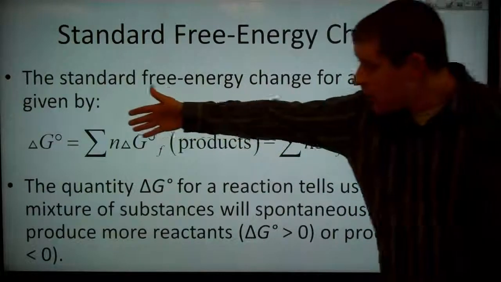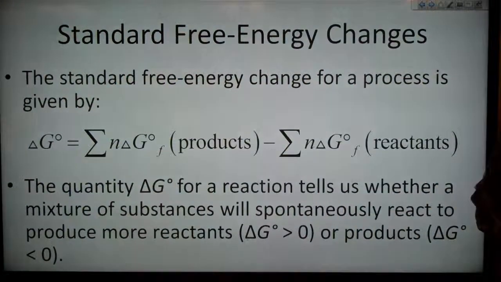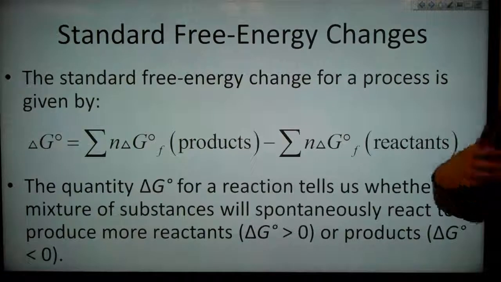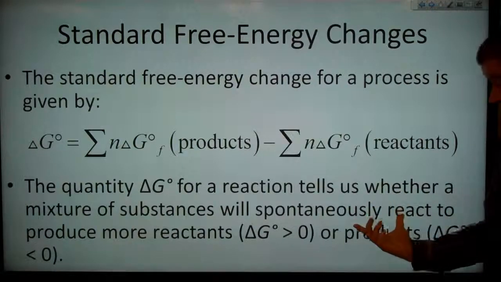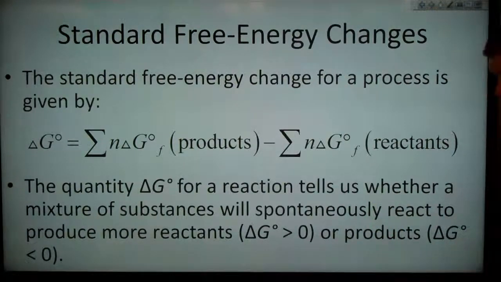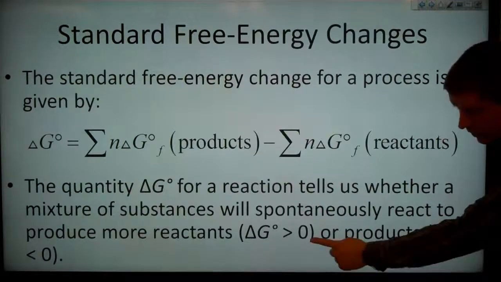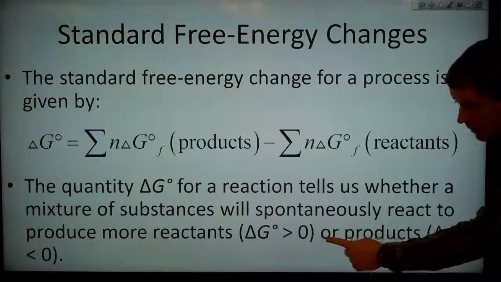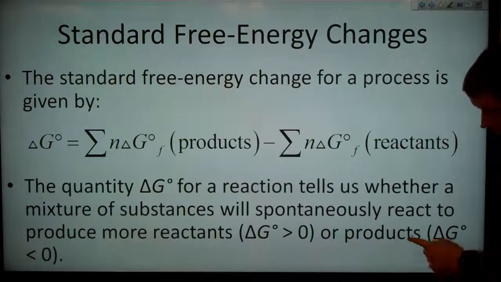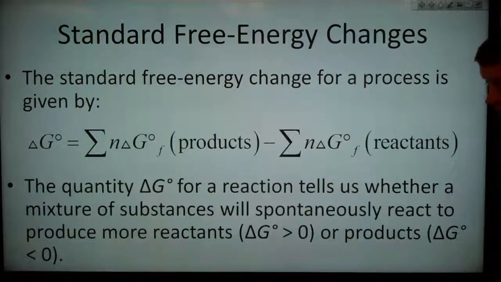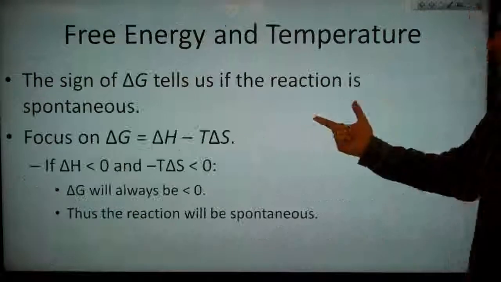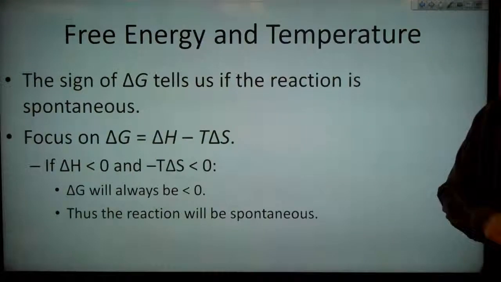So the quantity delta G naught for some reaction tells us whether a mixture of substances will spontaneously react to produce more reactants if delta G naught is greater than 0, or products if delta G naught is less than 0. So the sign of delta G tells us whether or not the reaction is spontaneous.